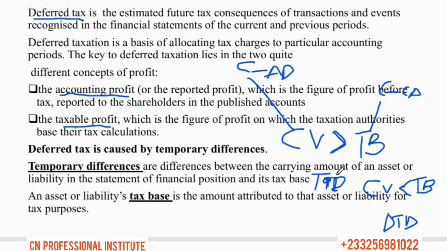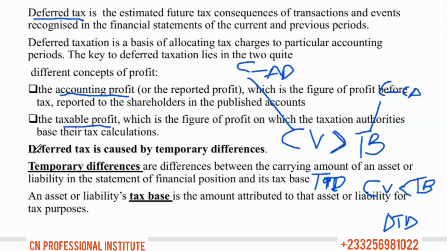On the other hand, it is the other way around. If your carrying value is smaller than the tax base, or the tax base is bigger than the carrying value, it means that the capital allowance granted to you is likely to be bigger than the depreciation. So when GRA is computing your taxable profit, they will deduct a bigger capital allowance, which will reduce your taxable profit. And that leads to a deferred tax asset, or a deductible temporary difference. Now, we'll get back to this.